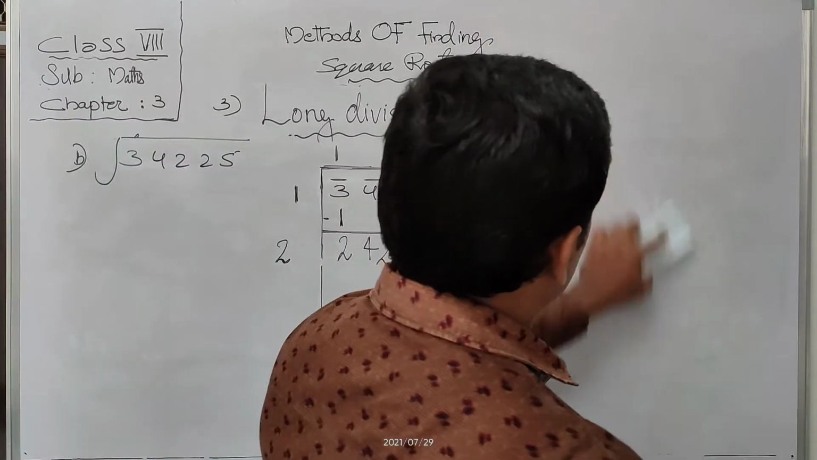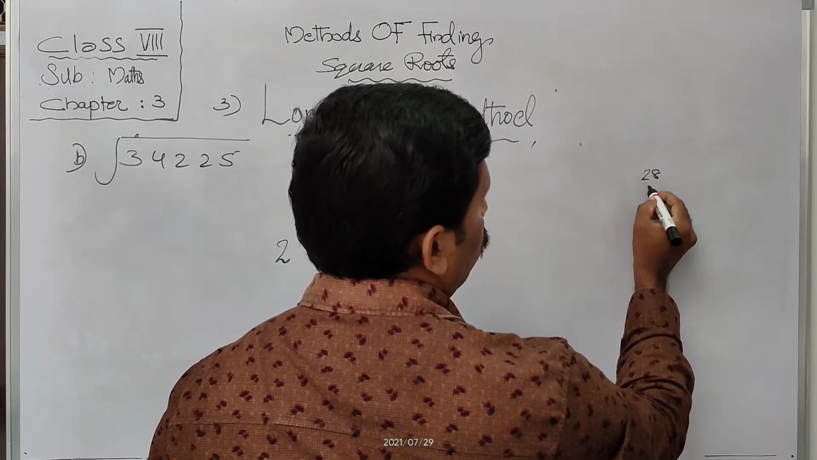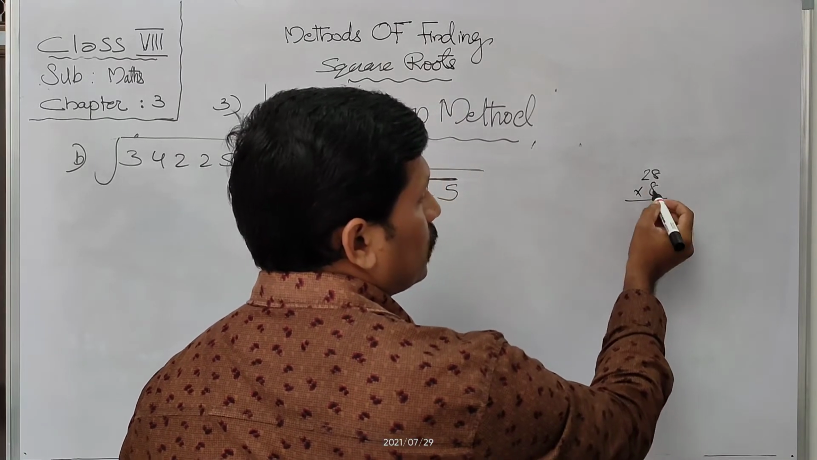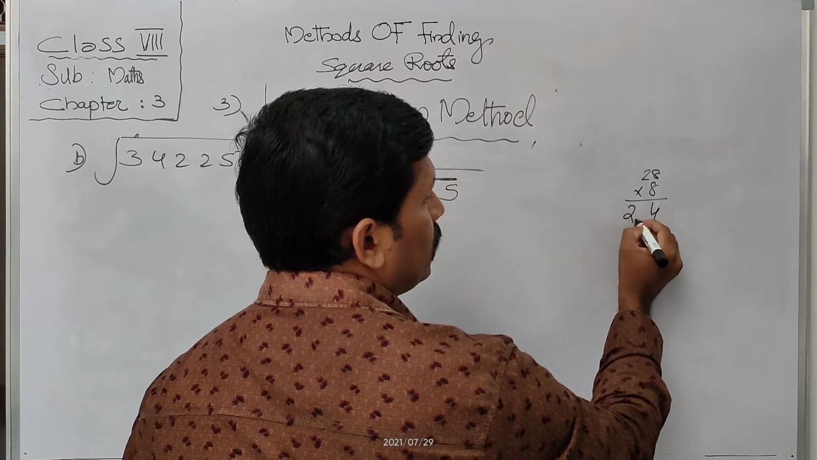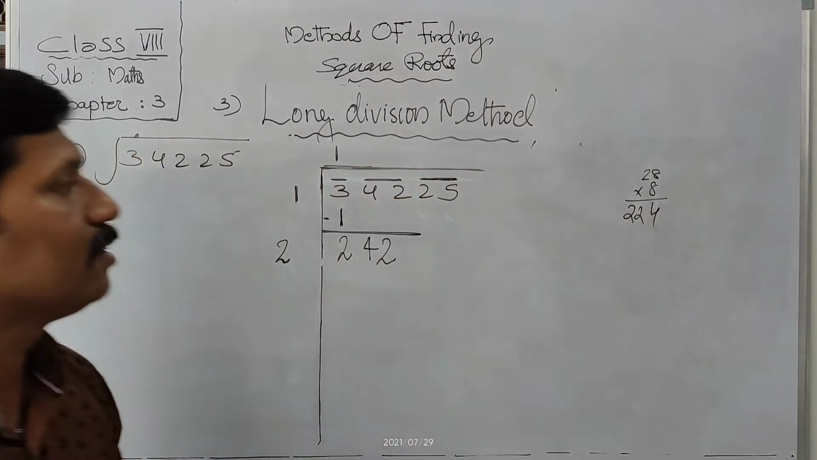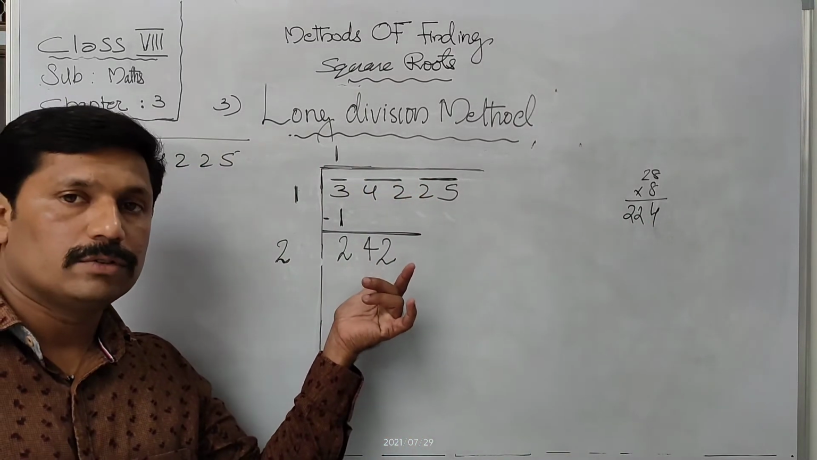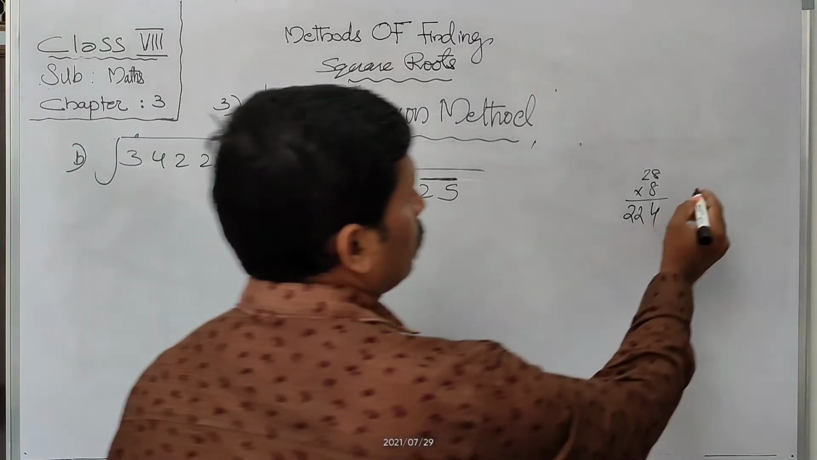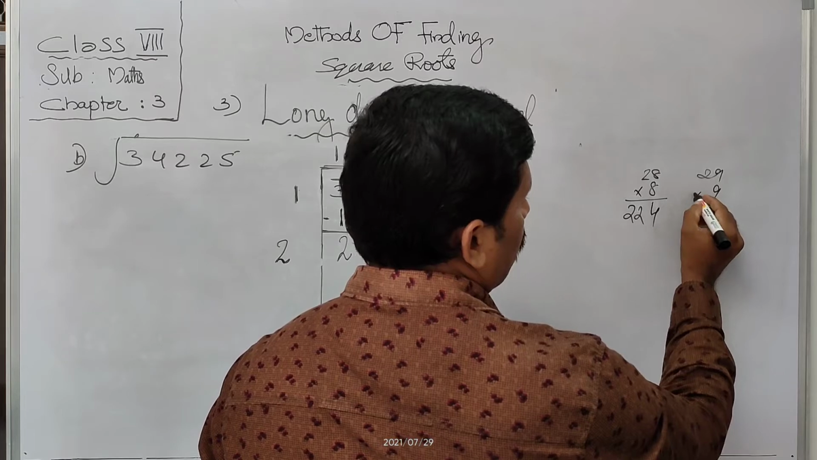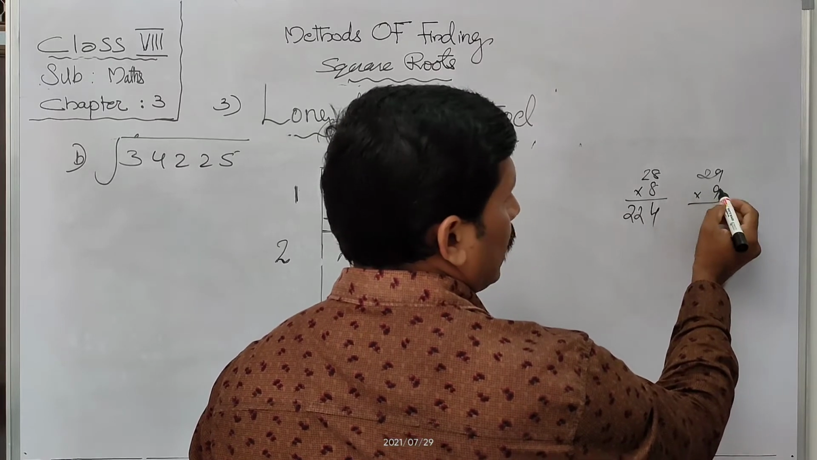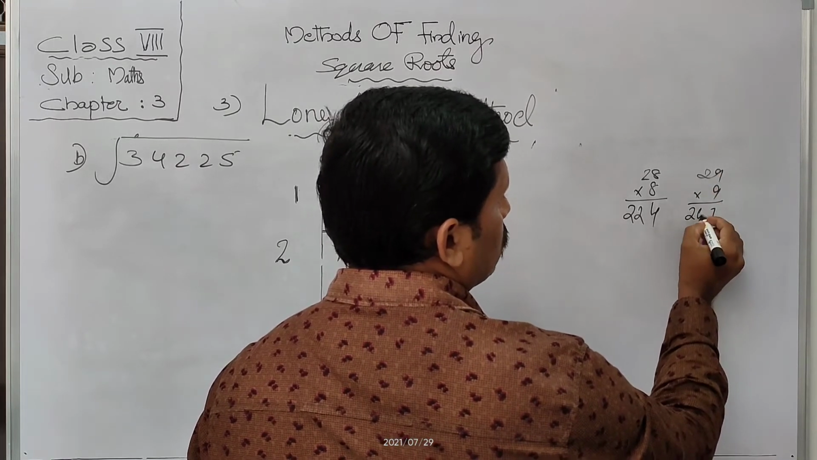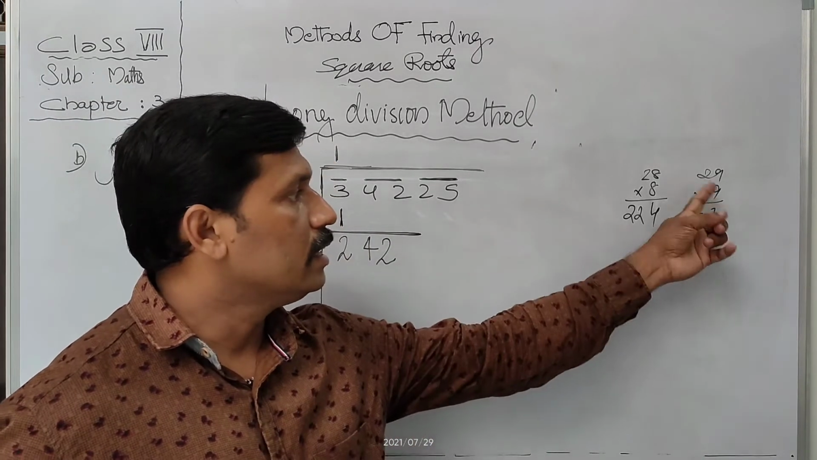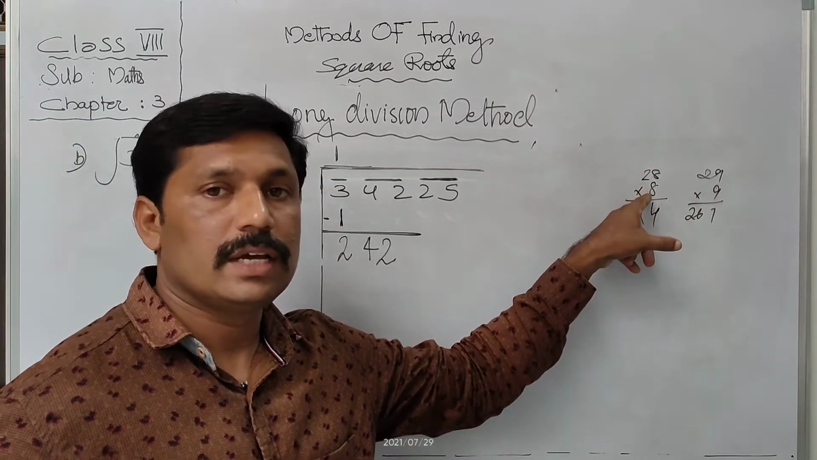So one more we check. 28. 8 8s are 64, remainder 6. 8 2s are 16 plus 6, 22. 224. Here it is 242. And if we take 9, then it will be greater than this number. You can see it with the 9. 29 into 9. Then 9 9s are 81, remainder 8. 9 2s are 18 plus 8, 26. But here 242, here 261. So the digit is not 9, the digit is 8.